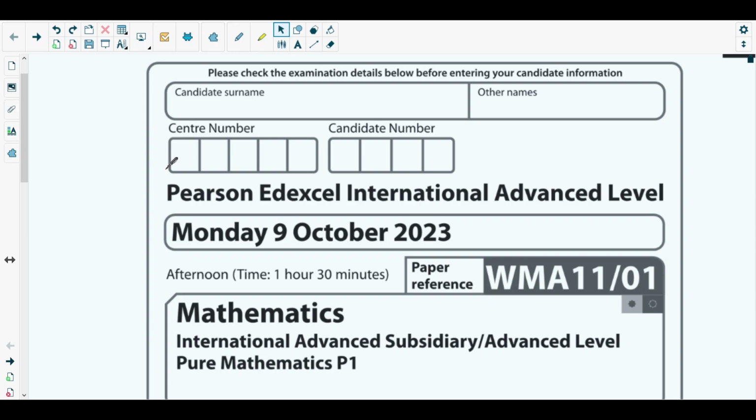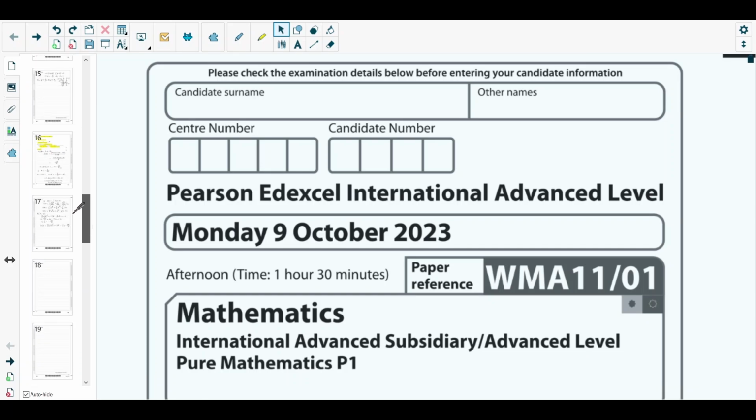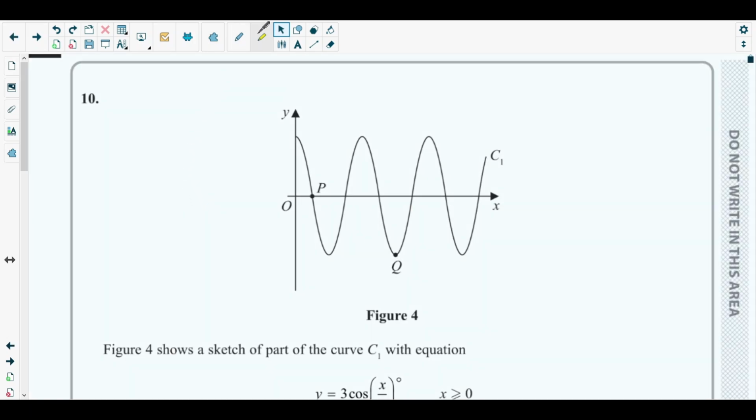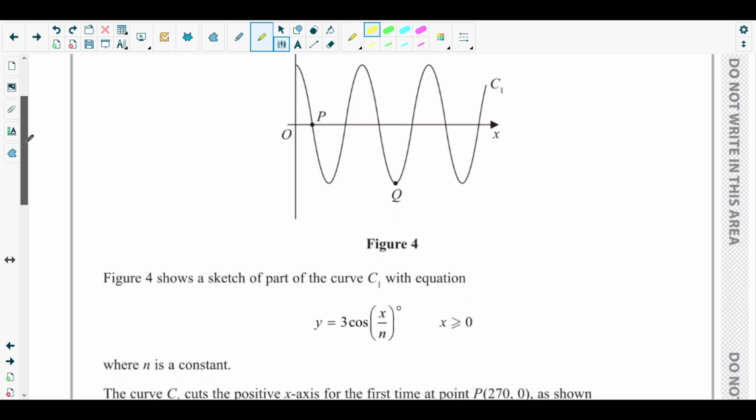In this video, we will be solving question number 10 from the recent past paper of Pure Mathematics 1, which is the October 2023 P1 paper. So let's get started with question number 10. Right at first, we can see figure number 4, the fourth figure of this paper.